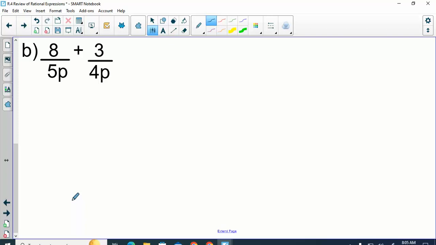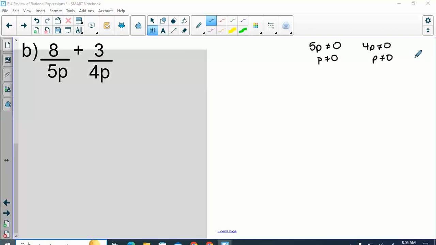What is the domain this time, if I ask that question? What can P not equal? Negative 5, no. We know that in a fraction, the bottom can't be 0, right? Yeah, P can't be 0, would be the domain. Same thing with the 4P. Either way, both of those, P can't be 0. So that's just kind of a side note relating to yesterday, our domain on that.